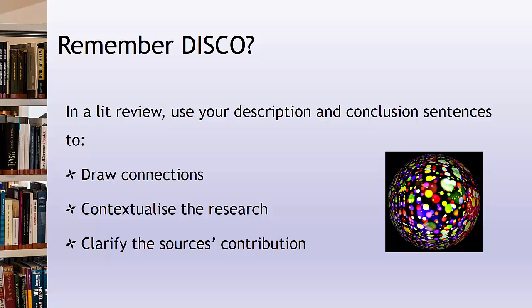In a lit review specifically, you can use your description and conclusion sentences to make sure your reader understands how the research you're discussing fits together. So these sentences can show the connections between different research and aspects of a topic. They can explain the contexts of the evidence, and they can show what the contribution of the sources is to the overall area you're looking at.